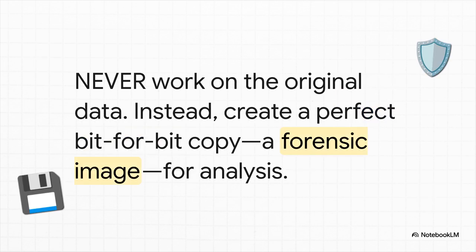Which leads us directly to the second golden rule. You never work on the original data. You have to think of that original hard drive like a priceless artifact in a museum. You just don't touch it. Instead, investigators create a perfect bit-for-bit copy. They call it a forensic image, and they do all their analysis on that copy. This keeps the original evidence completely pure and untouched.